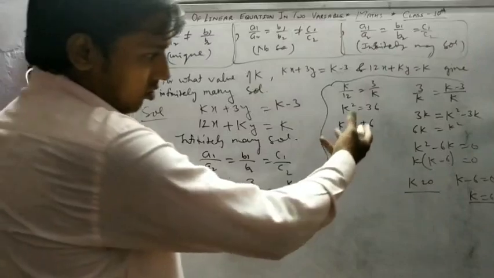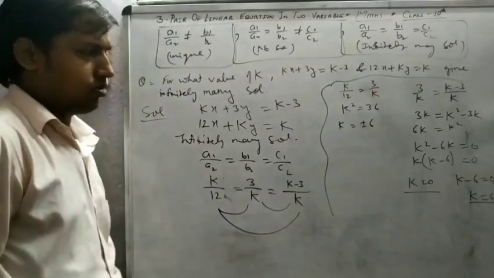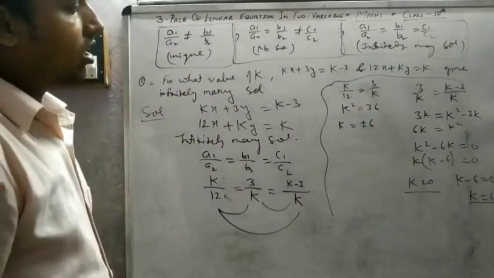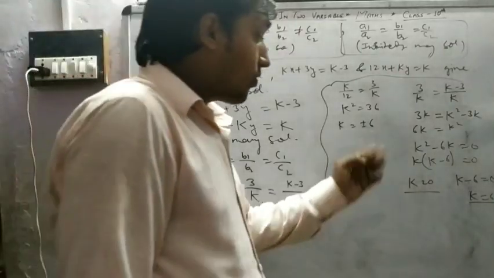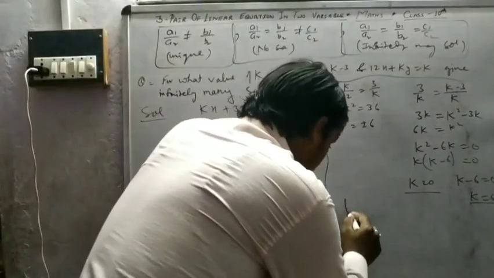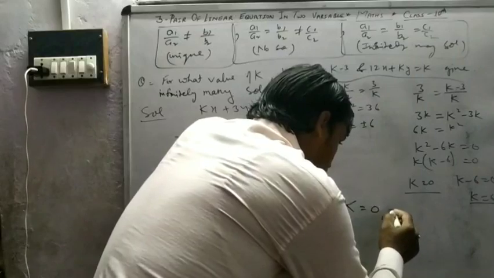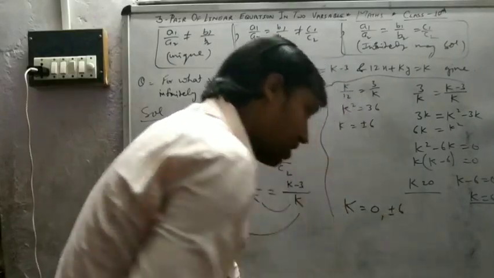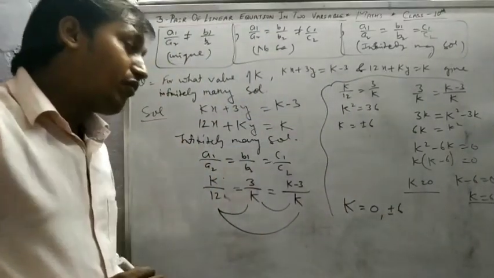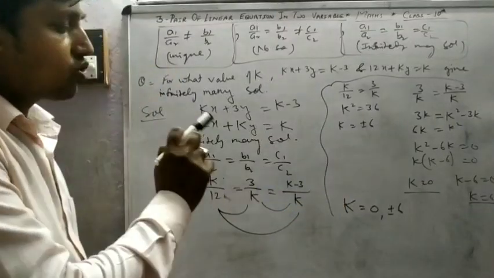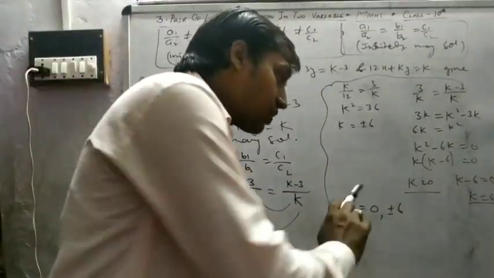That's all I think. Say you also get 6 or 0 values. So for what value of k do we take? Can you write k is equal to 0, plus 6, minus 6? Before writing this, first you check whether the values of k satisfy the condition or not.